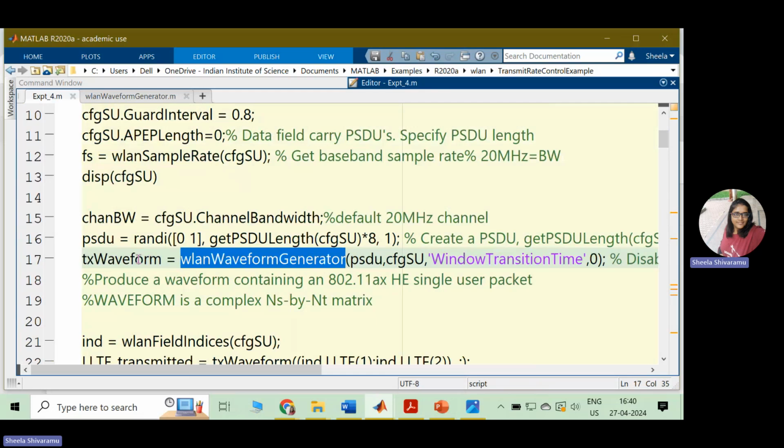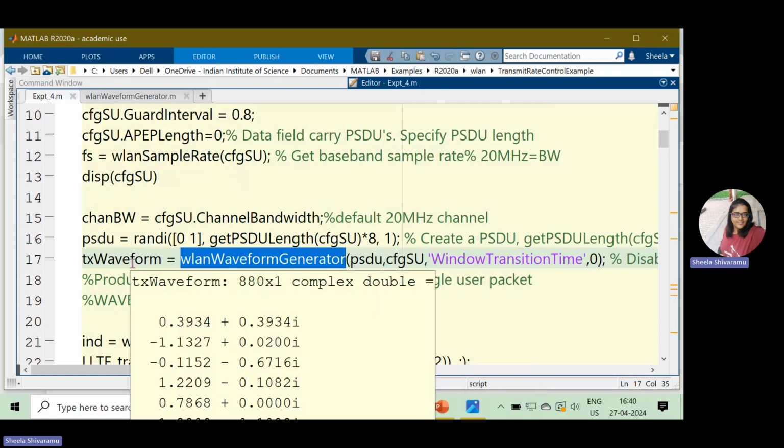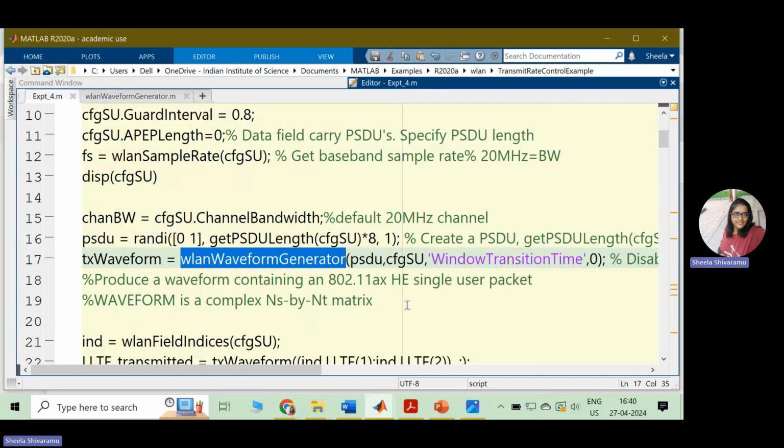So at the output of the WLAN waveform generator, we have a transmit waveform. That is the 11ax HE single user packet waveform of size NS by NT. NS is the number of complex samples and NT is the number of transmitting antennas, and here we have 880 cross 1 because NT is 1. We have considered a SISO model.